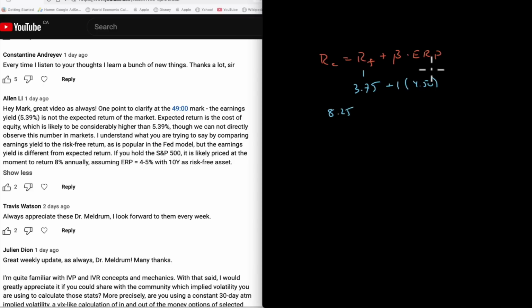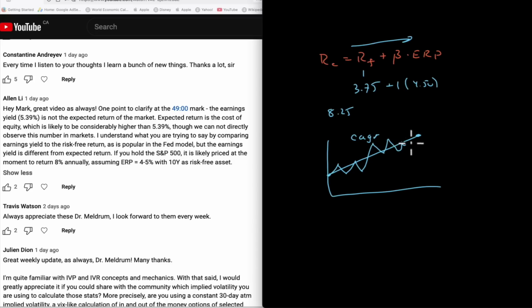This is a long-term return, because we're using a 10-year. That's a long-term equity market return. So we would think that if you have a 10-year horizon, that would be your CAGR, your compounded annual growth rate, whereas you could actually experience something like this on the way there, but over the long term you would get that.